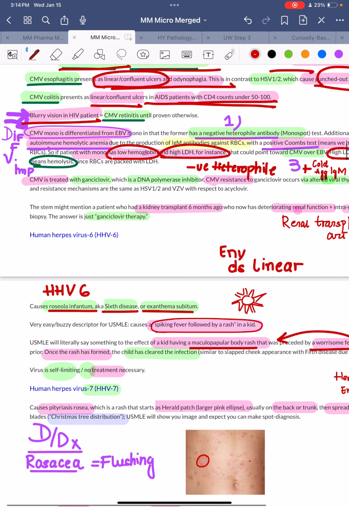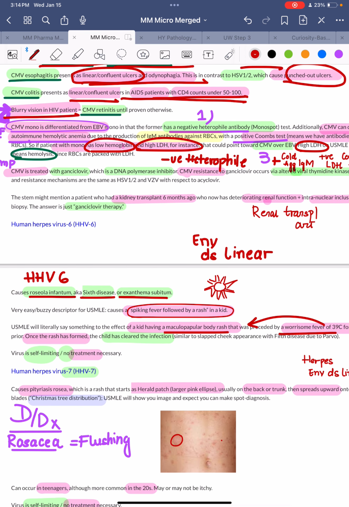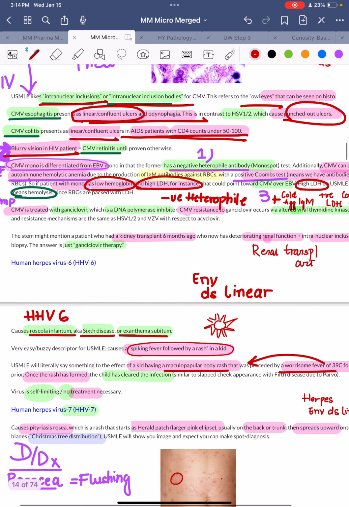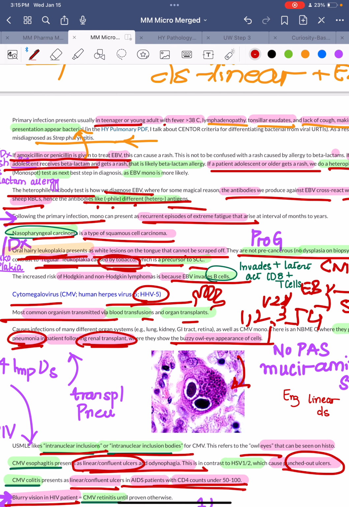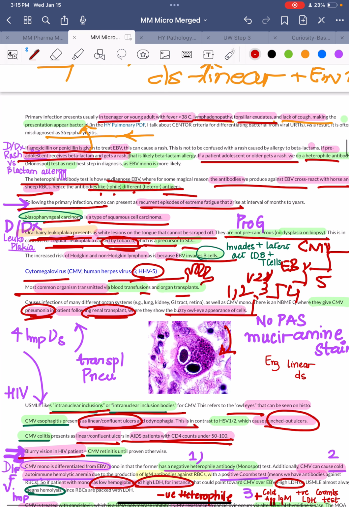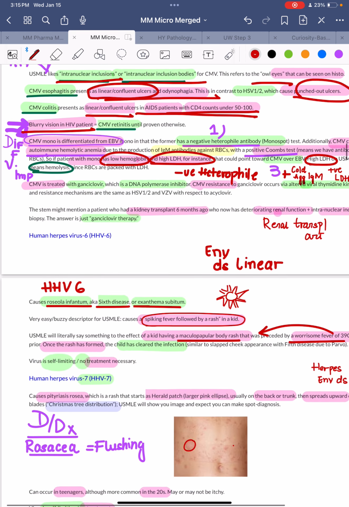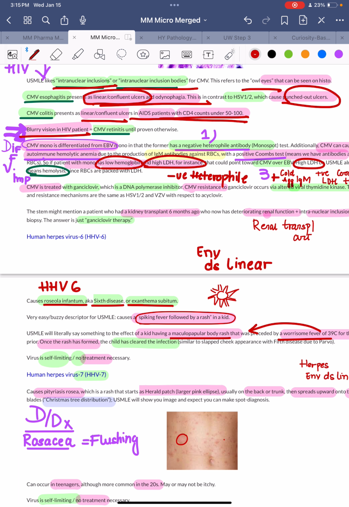Then there's another disease that can also be caused by CMV, where the presentation can be very similar to mono, right? As we discussed earlier, a teenage or young adult with fever greater than 38, lymphadenopathy, tonsillar exudates, and lack of cough, right? But they also mention that the heterophile antibody test, the monospot test, is negative. So it means that EBV is now ruled out. So now you are going to think, oh, does this patient have HIV? Is he developing CMV mono, right?